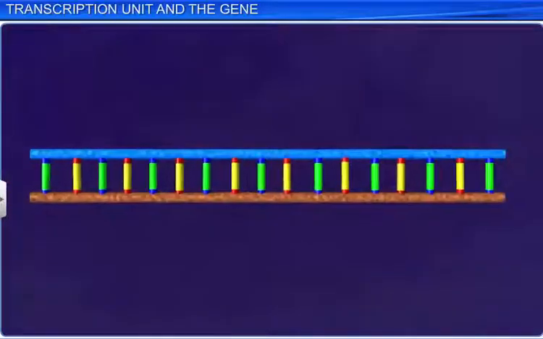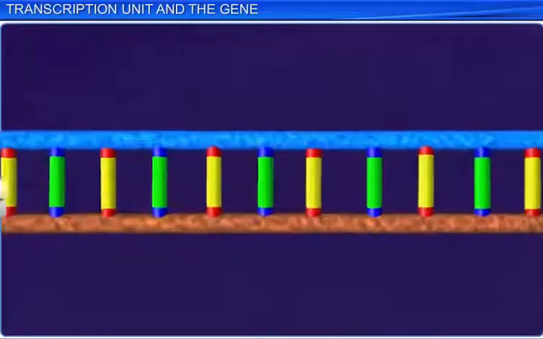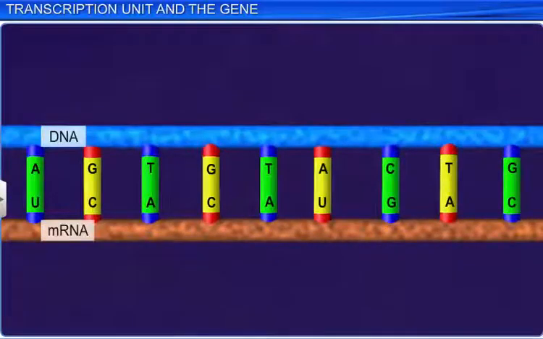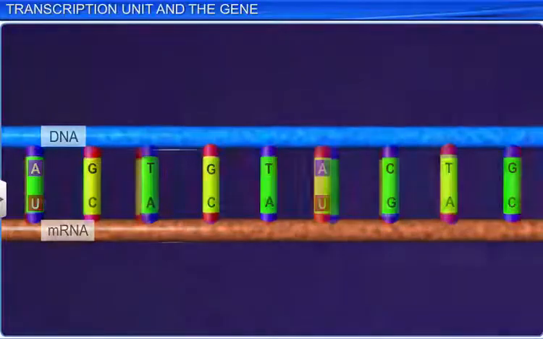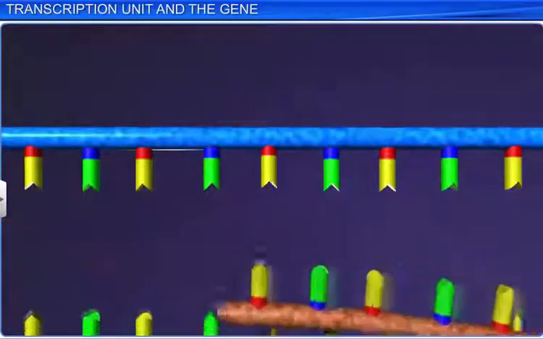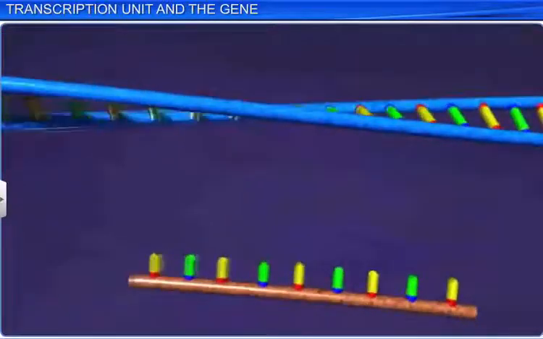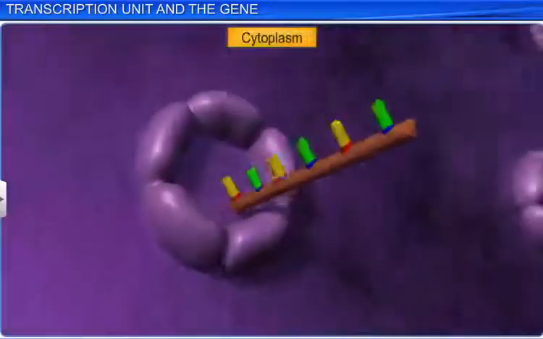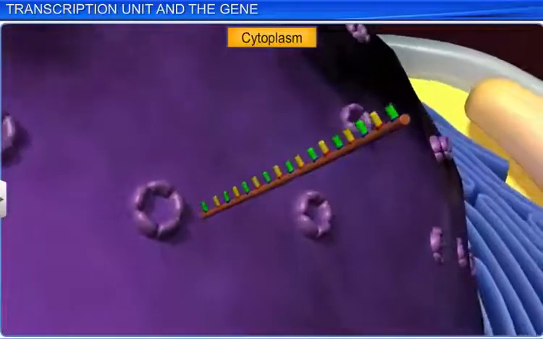It is governed by the principle of complementarity, with one exception, that adenine now forms base pair with uracil instead of thymine. Messenger RNA carries the genetic information to the cytoplasm for protein synthesis, and hence it gets the name messenger.